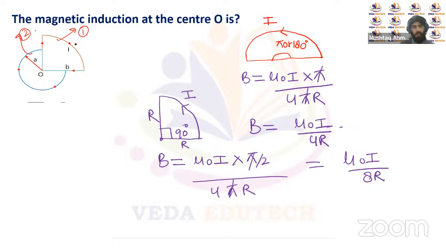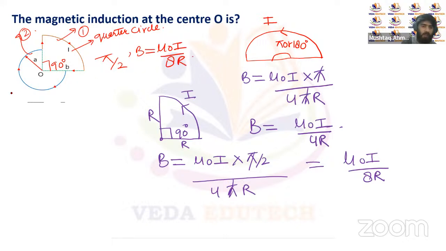You can see that this arc is actually a quarter circle. It subtends an angle of 90 degrees here, or we can say this angle is pi by 2. And due to this quarter circle, the magnetic field we actually calculated is mu naught I upon 8r.